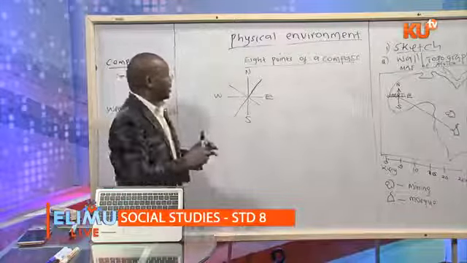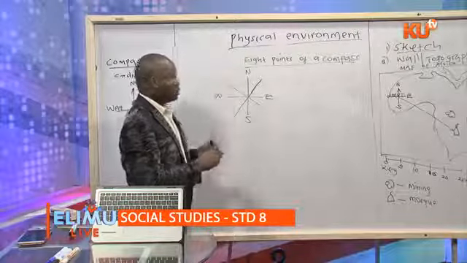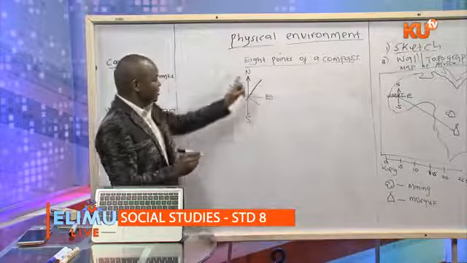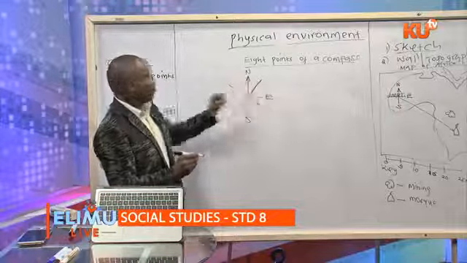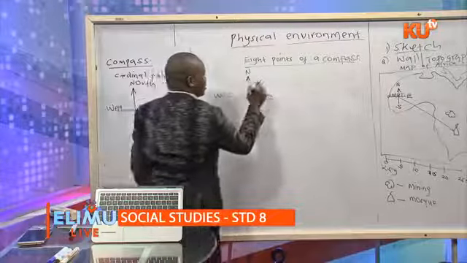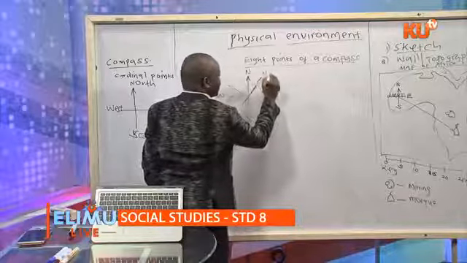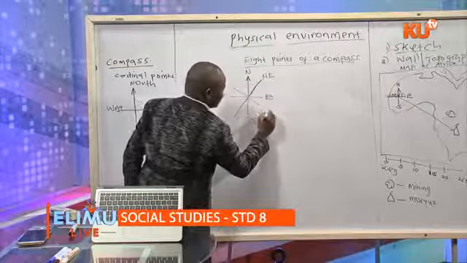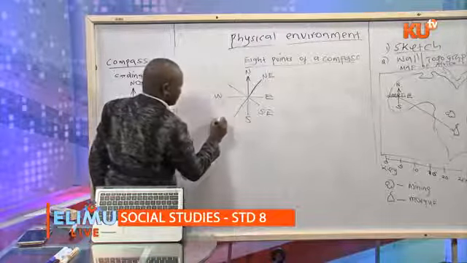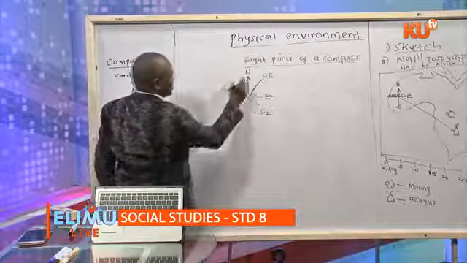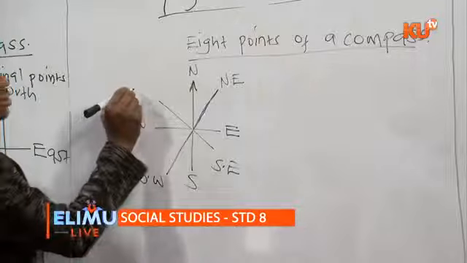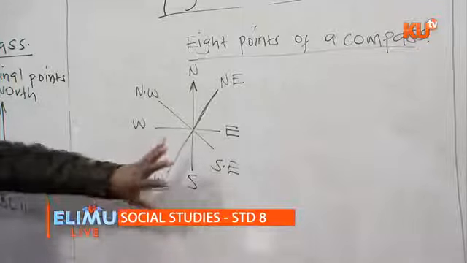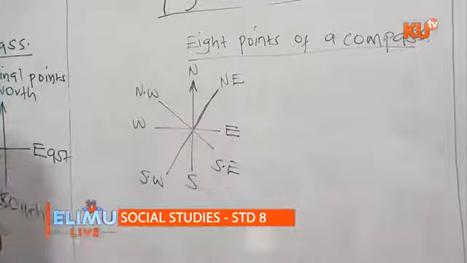The first reading, do not say west, north. You start with the main one. And always, I said, to know where north is, you check on the arrow. So this is going to be northeast. This one is going to be southeast. This one is going to be southwest. This is going to be northwest. Of course, that is what has been portrayed earlier on the screen.